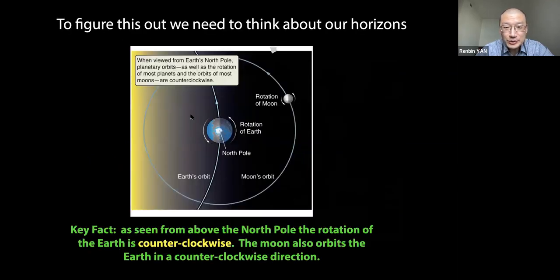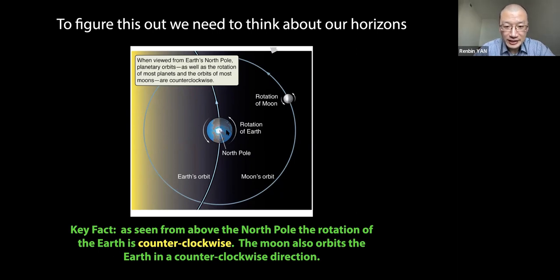To figure this out, we need to think about our horizons. Where is our horizon? Where are we on Earth when we can see the moon at a certain phase at a certain place? So you have to draw a diagram like this, or like the previous one. In this one, I chose this picture because it shows the North Pole of the Earth. And you see here is the ice cap, the Arctic Ocean, and the ice at the Arctic Ocean.